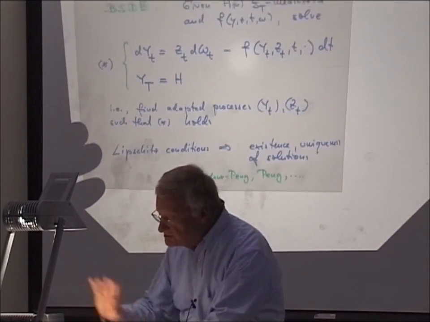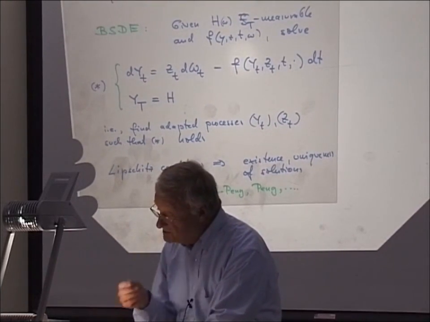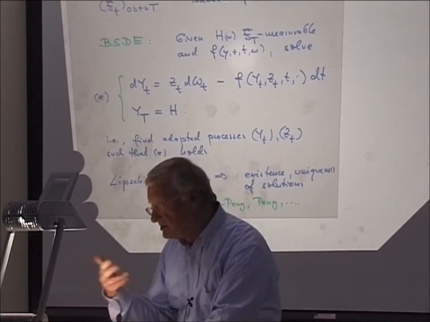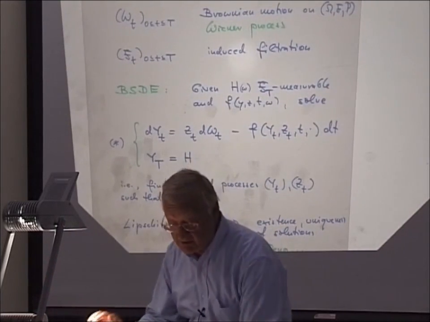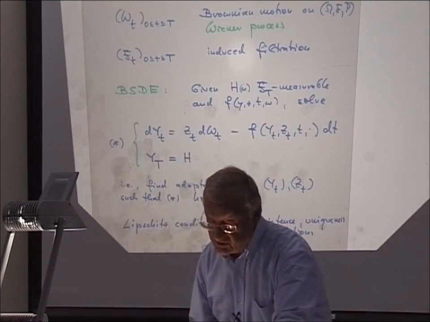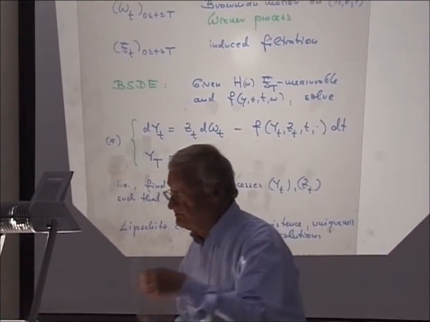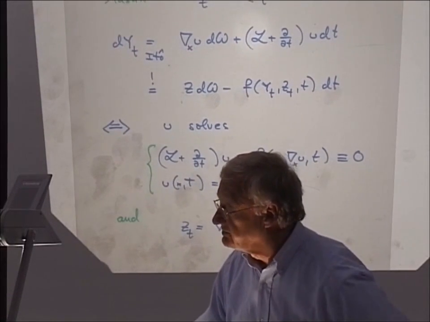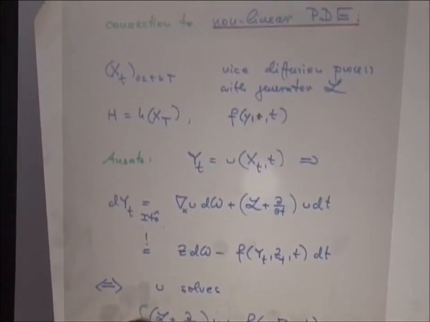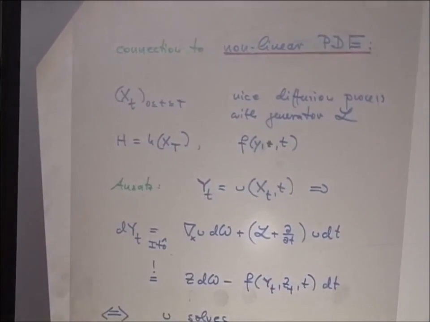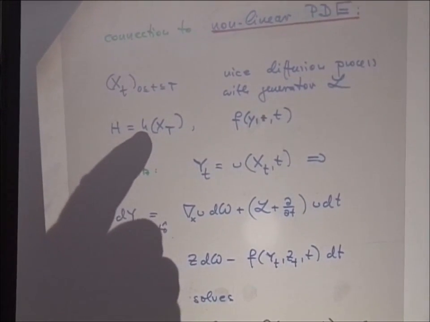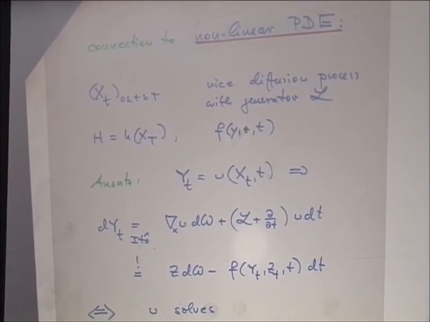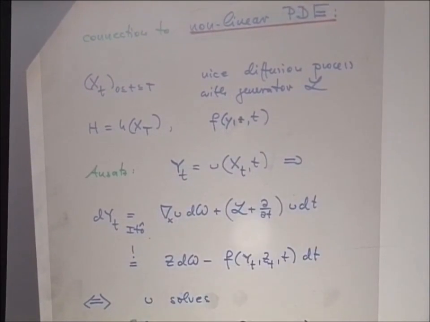And there is literature on these backward stochastic differential equations, which was started by Pardoux and Peng, then Peng and many others. In particular, under Lipschitz conditions, you get existence and uniqueness of solutions. And I just show you a connection to nonlinear PDEs. Suppose we have a nice diffusion process with generator L, and that H is a function of the terminal value of your diffusion, and F is a function, so no randomness here.